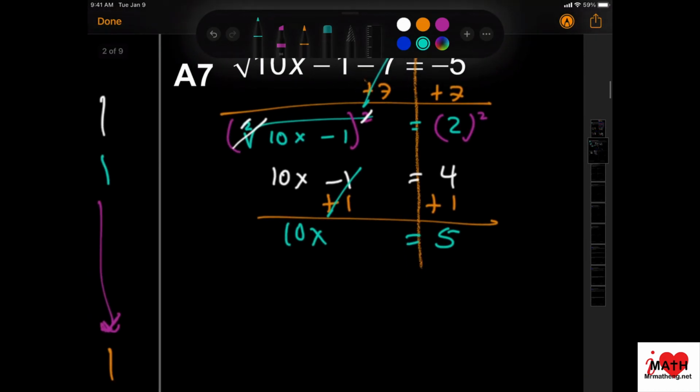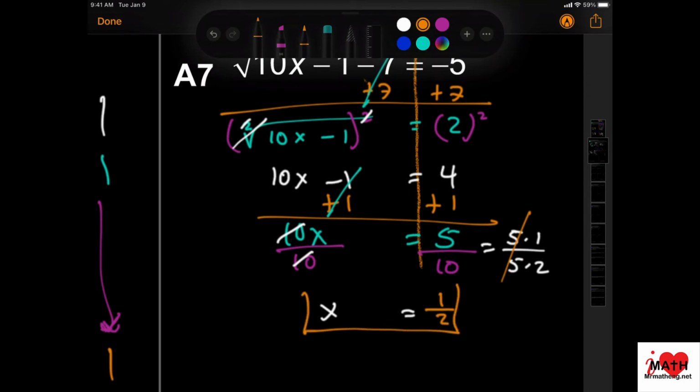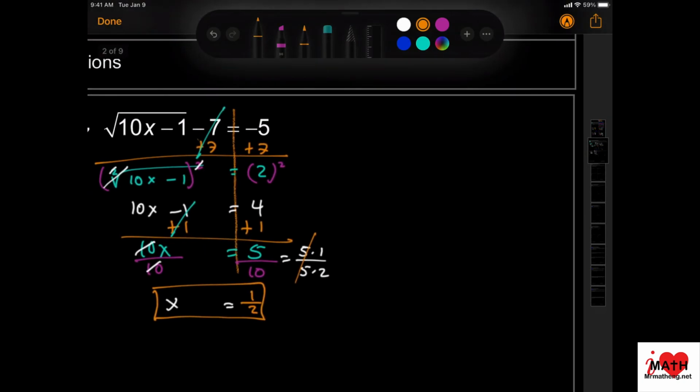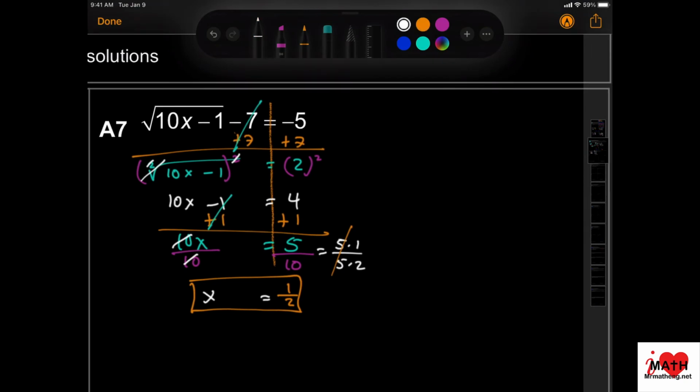Okay, simple mistake right here. I see students do this all the time. You're going to divide by 10 on both sides, and the answer is not 2. Okay, and let me show you why. 10 divided by 10 is 1. This is 5 times 1, 5 times 2, and your 5s would cancel, so you're just left with 1/2. X equals 1/2. Let's go ahead and check our answer.